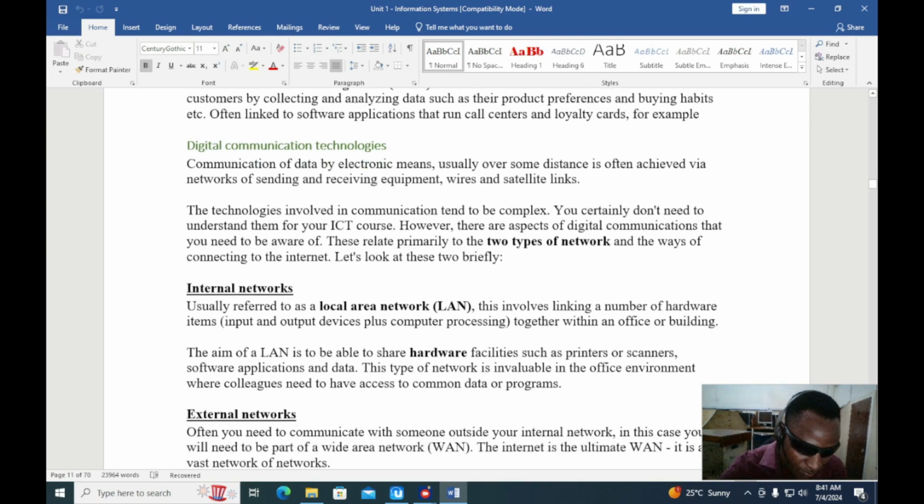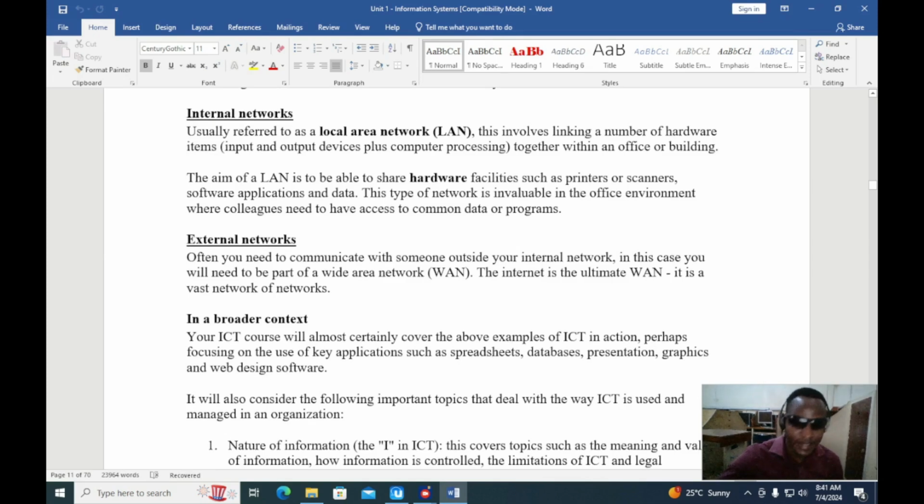So briefly, we are going to look at the internal networks and the external networks. These are the two types of networks that you need to understand for your ICT course: the internal networks and the external networks. Talking about the internal network, we normally refer to it as the local area network, or the LAN. It is a network that is created by linking a number of hardware items, for example the input and output devices, and taking advantage of the computer processing together within an office or maybe a building.